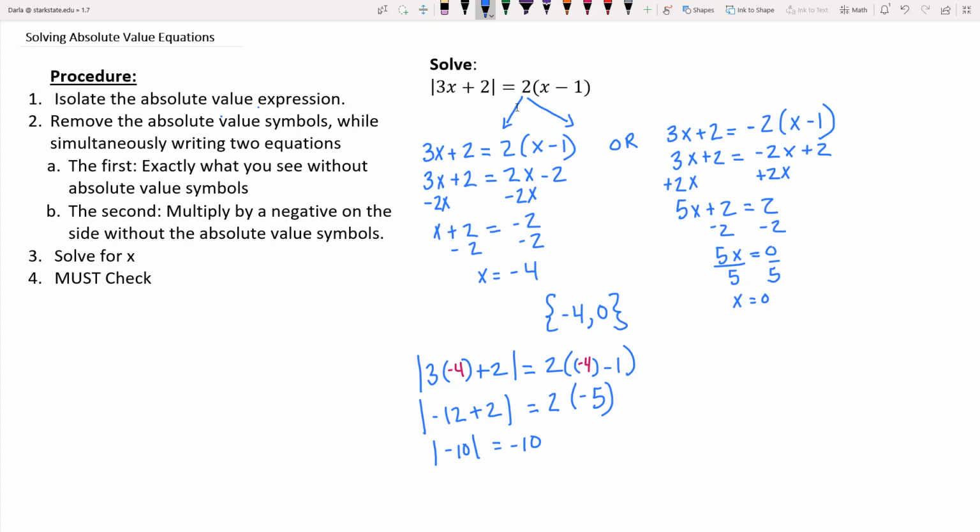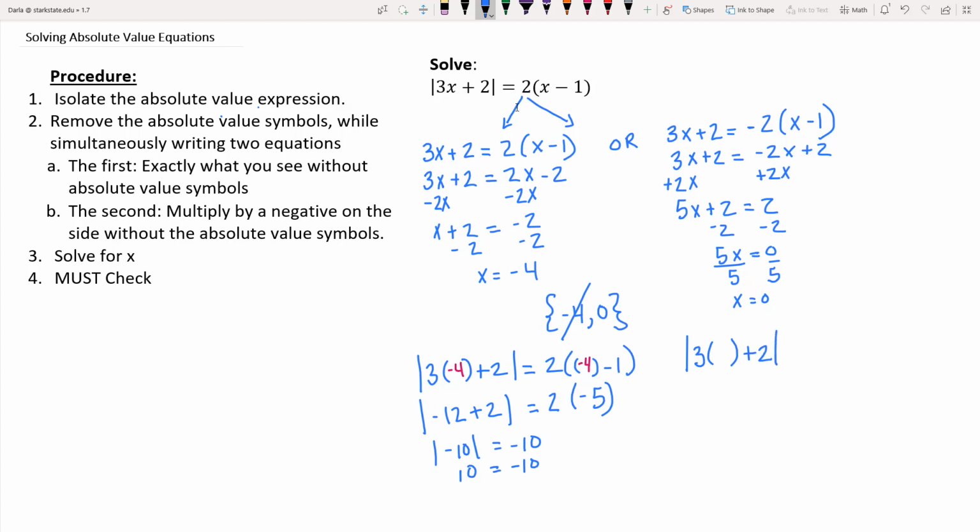But the absolute value of a negative number is positive. So I get 10 equals negative 10. Well, that's not true. So if that's not true, that means negative 4 is not a solution. So then I would go ahead and check my second possible solution of 0.